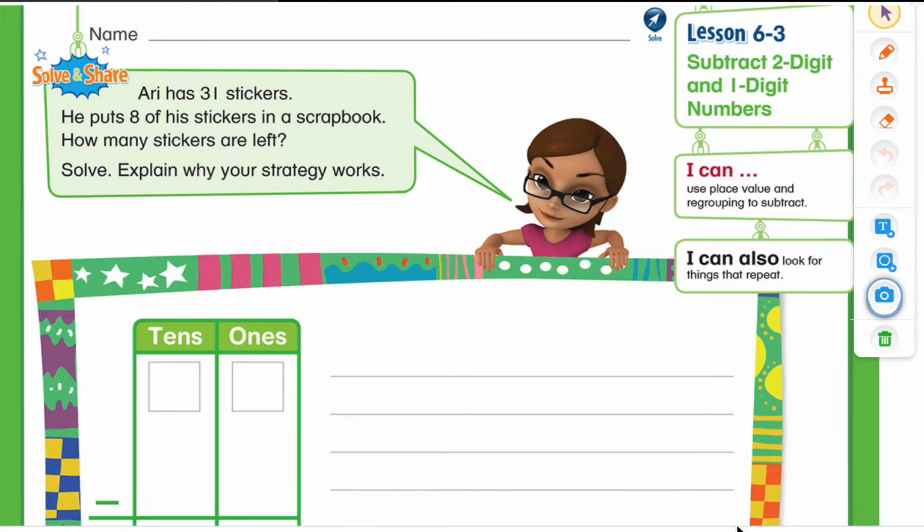Hello boys and girls, today we're going to learn subtraction and we are going to subtract 2-digit and 1-digit numbers, and we are going to use the place value and regrouping to subtract. So let's take a look at our solvent here.